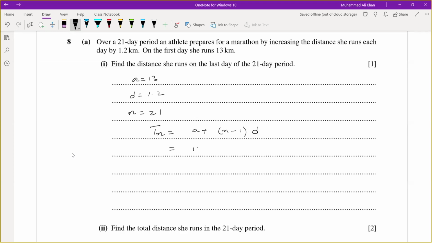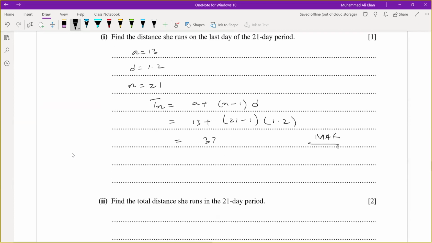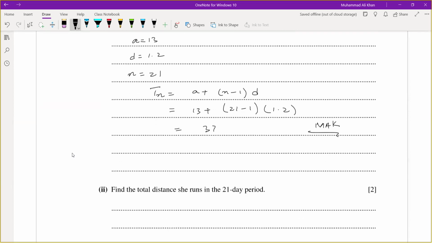So a is 13, n is 21 minus 1, and the common difference is 1.2. So the answer is 37. 37 is the result for the first part. After that, find the total distance she runs. अब आपने Sn का फॉर्मूला अप्लाई करना है. अब Sn का फॉर्मूला अप्लाई होगा.